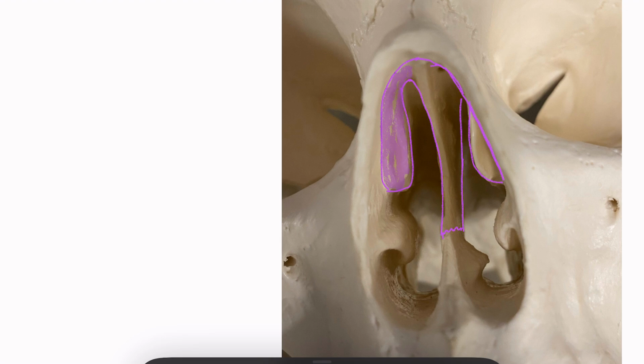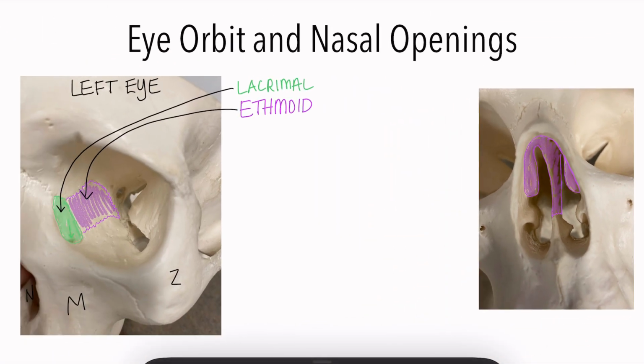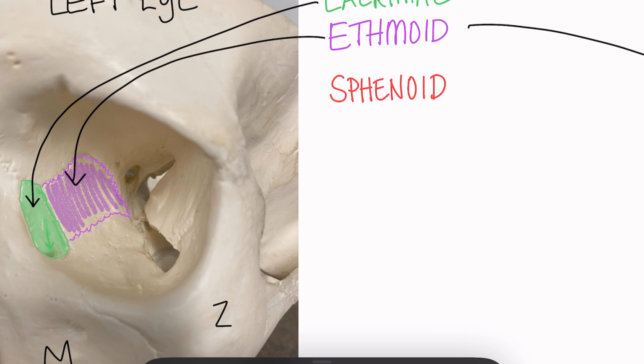The ethmoid is such an interestingly shaped bone. And we'll talk on the next page about air cells in it. It has to lighten itself, with nasal sinuses within it. Next, we'll look at the sphenoid bone. And I'll do my best to outline this.